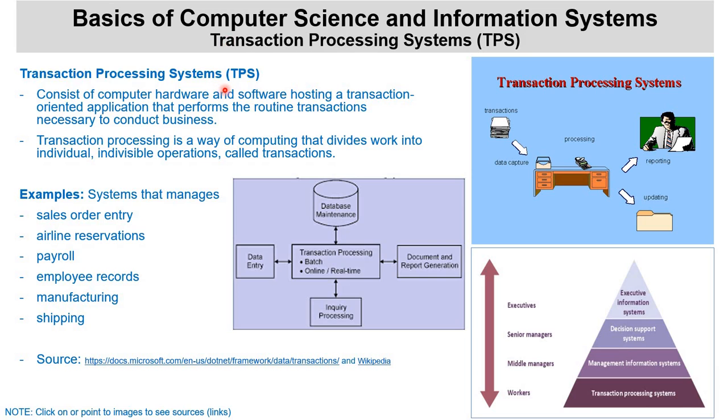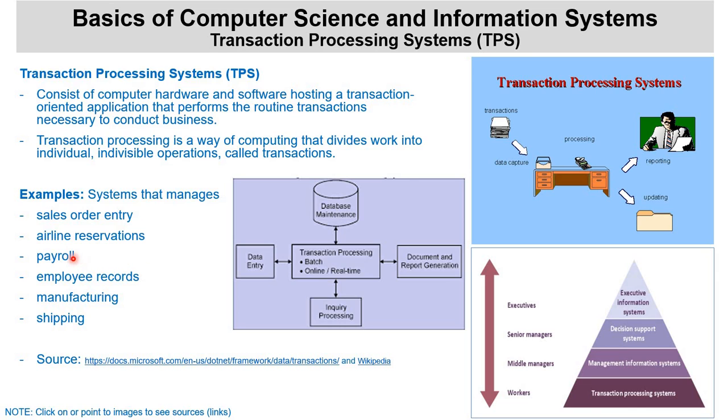processing system. And like it's defined here, it consists of hardware and software which are computer based, and they host a transaction oriented application that performs some routine transaction. So the idea is, if for example you've been in a company or an organization, like when you're trying to reserve airline tickets, or you want to enter some sales into an entry, you might need some kind of information system that helps you keep track of how the transactions are carried out.